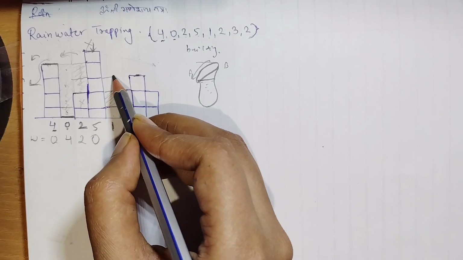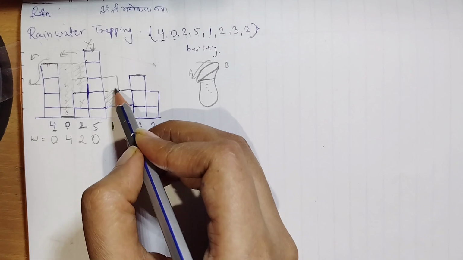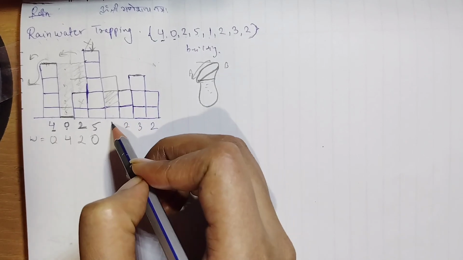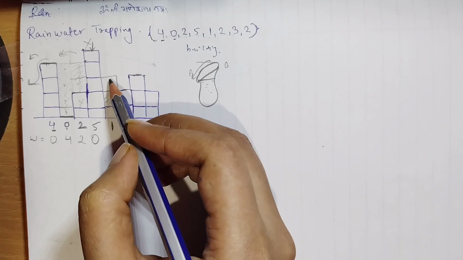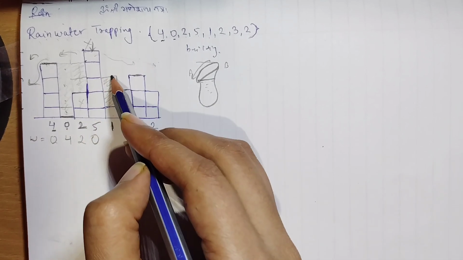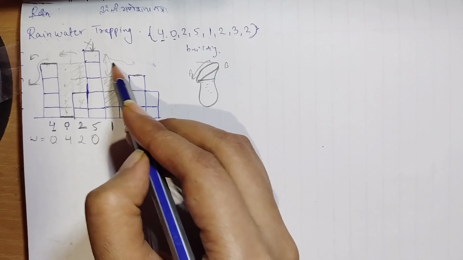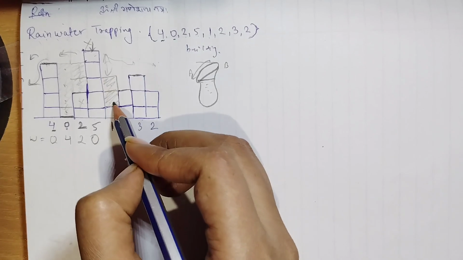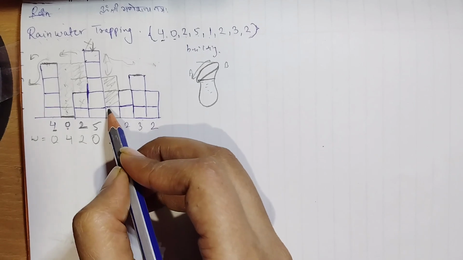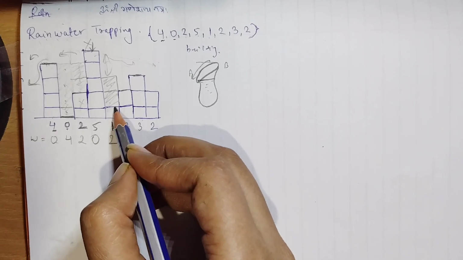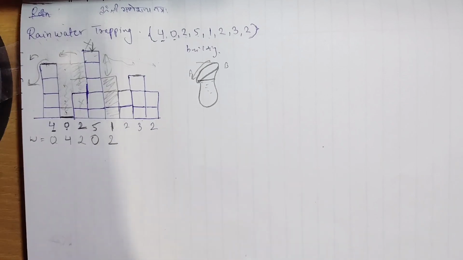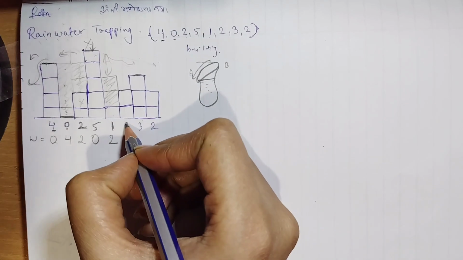Now, can water be trapped here also? Yes, because it has more height than this. 3 is more than 1, so water is trapped here also. Not here because water will spread out. No, not here. That's why 1 and 2 units of water will be there. We are not including this bar because there is no empty space. Okay, that's why. So our next is 2.